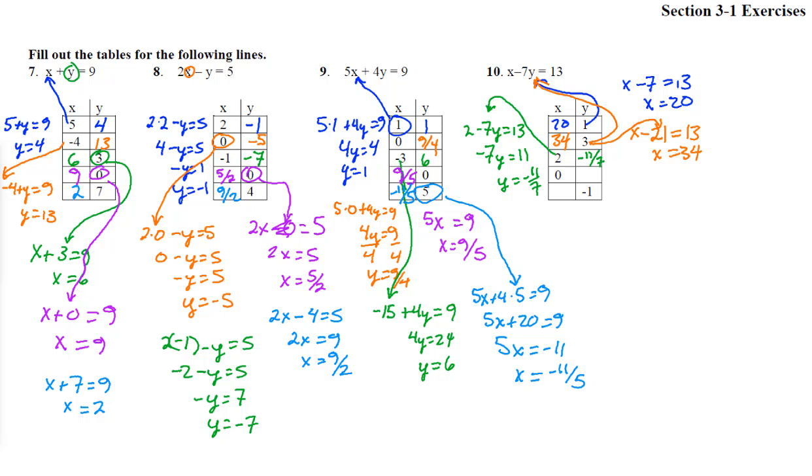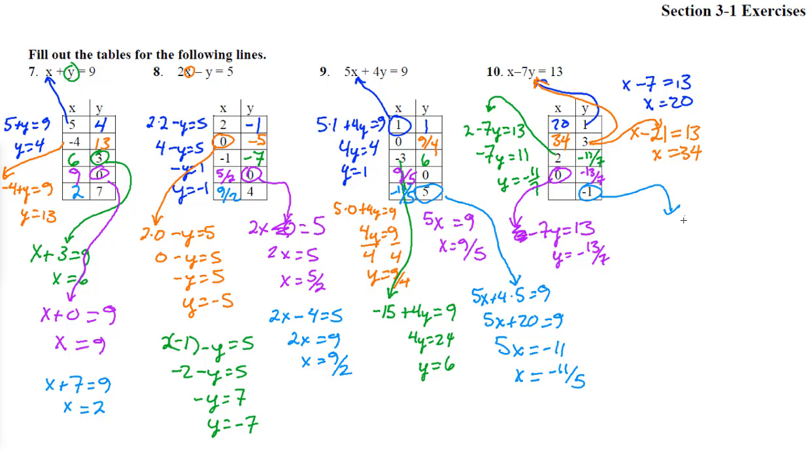Now we're going to stick in 0 for x. 0 minus 7y equals 13. That means it's useless. It's just a 0. Divide by -7. We get y equals -13/7. Oh, fractions over there.